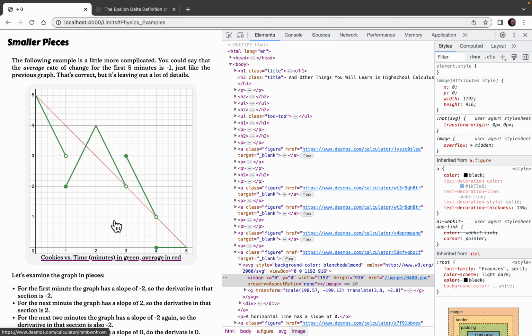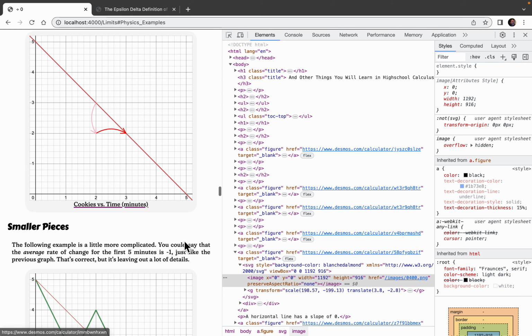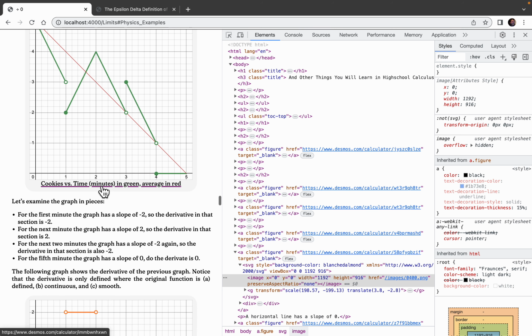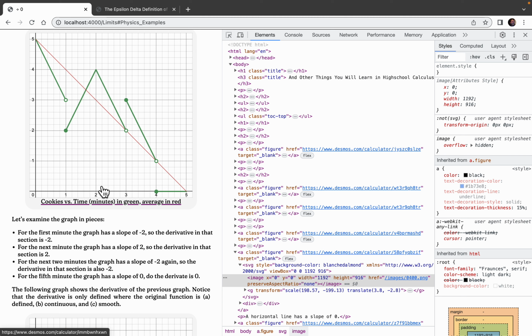Smaller pieces. The following example is a little more complicated. You could say that the average rate of change for the first 5 minutes is 1, just like in the previous graph. That's correct, but it's leaving out a lot of details. Let's examine the graph in pieces.